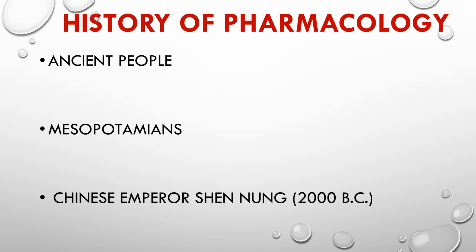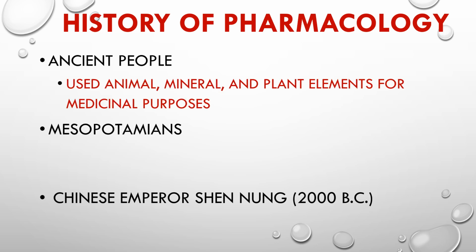So some of the history of pharmacology. So really, pharmacology goes back a long time. Even the ancient people used different animal parts or minerals or plants, especially for medicinal purposes. So kind of like healing remedies. So this is not something new. This has been around for a long time.